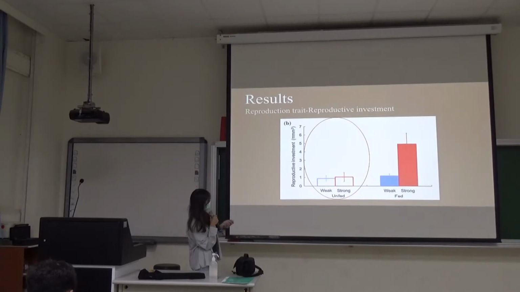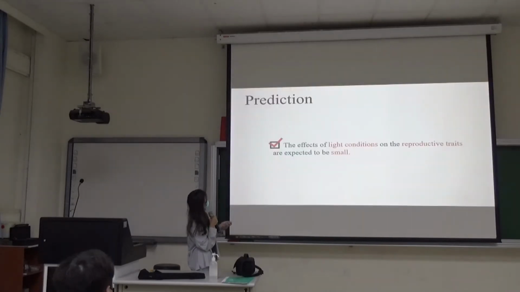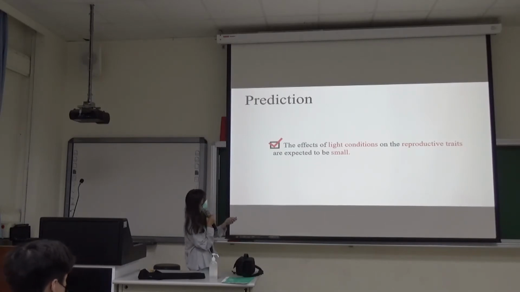Then reproductive investment. X label is for treatment and Y label is reproductive investment. At the unfit condition, they didn't have significant difference. So we can get a prediction: the effect of light condition on the reproductive traits are expected to be small.